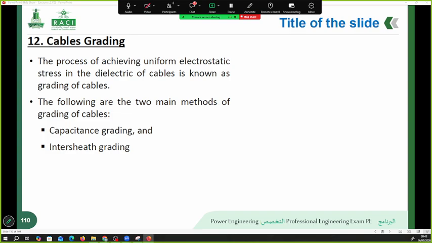So this slide is explaining about the cable grading. Cable grading is a process of achieving more uniform electrostatic stress within the dielectric insulation of a cable. In an ungraded cable, the electrical stress is highest at the conductor surface and decreases as you move outward toward the shield. This non-uniform stress distribution can lead to insulation breakdown. Grading helps to mitigate this issue.